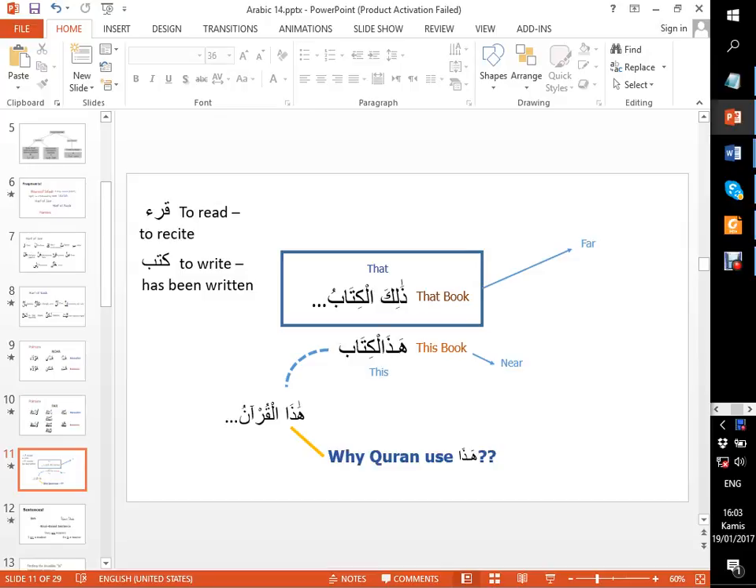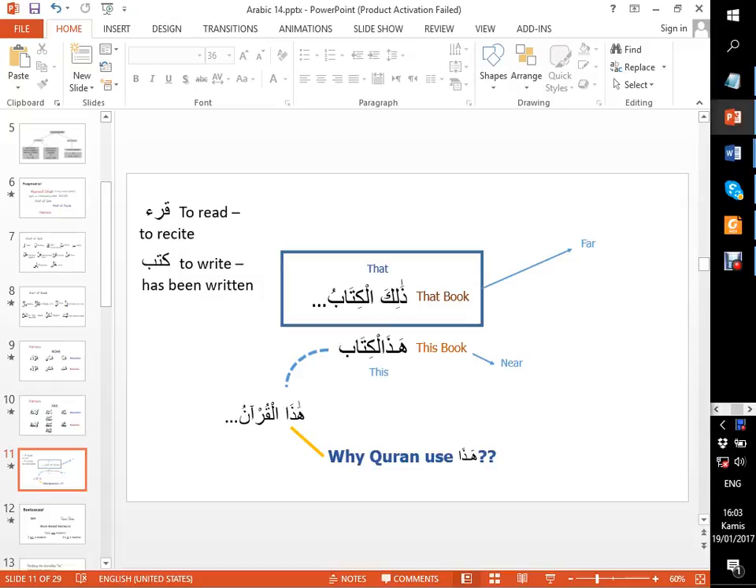So why does the Quran use hada? It's basically because of the meaning of the Quran itself. It's to read, to recite, and something that needs to be recited is near, right? You read the Quran, you recite the Quran, it's something near. So the Quran uses hada for Quran and uses dalika for kitab.